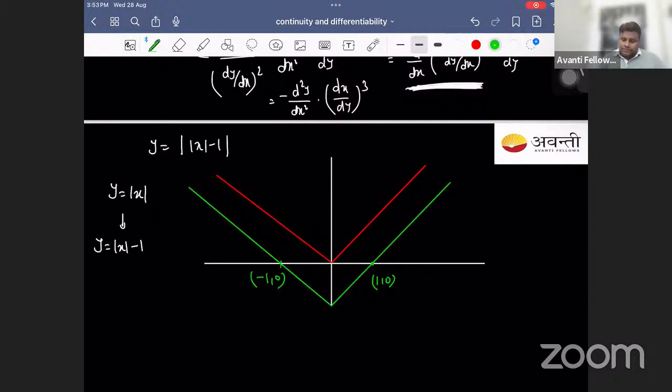Now they are saying from this, what do you want to draw? Mod of mod x minus 1 also. Now again taking mod means what? Whatever is there below x-axis, take its impression above x-axis. So the final graph that you have is first this line, then this, and finally this.